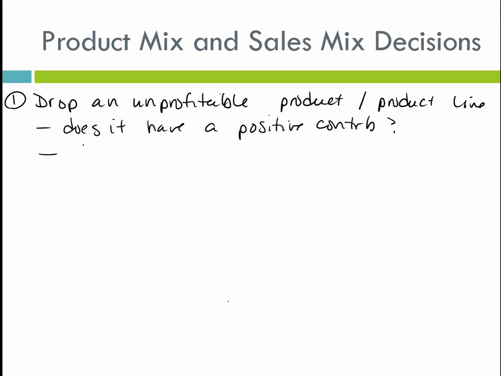The next one, are the fixed costs avoidable or unavoidable? And this really changes the whole thing, as you'll see in a couple of problems. Are the fixed costs avoidable or not? Again, it gets back to that differential and what's relevant. If those costs are going to be there whether you drop this or not, that's one thing. If these costs would go away, then they become much more relevant.